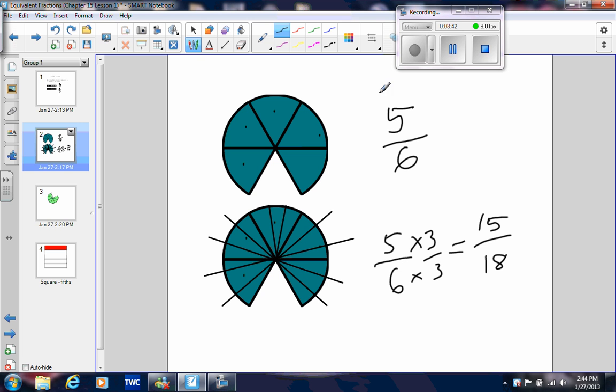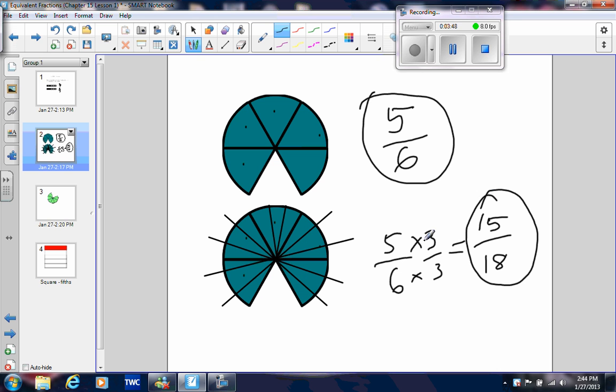So these two fractions, this one and this one, are called equivalent fractions. They are equal to each other. They have the same amount. They just have different size pieces.